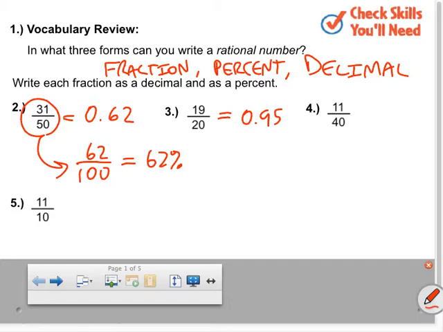Who had another method that might have been a little bit faster? Gloria Bell. So I knew that 20 times 5 equals 100. So I just multiplied 19 by 5 and it got me 95. Nice. So you saw that I can rewrite this fraction as an equivalent fraction with the denominator of 100, and you recognized that a factor of 5 takes you from 20 to 100. So 19 times 5, you got 95 in the numerator, and we know that 95 hundredths literally translates into 95 percent. Good.